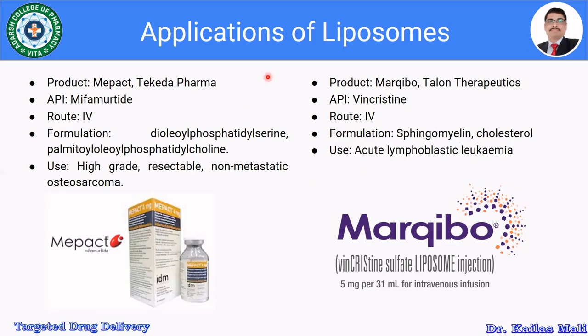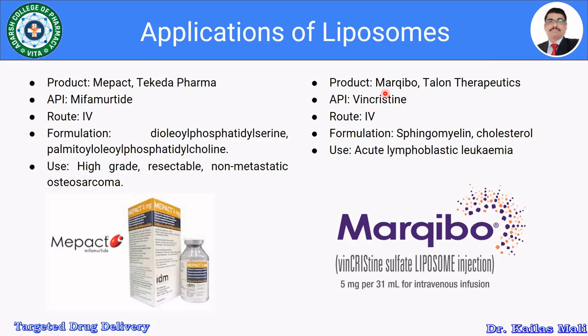Few other products of the liposome which are available in the market, the first one is Mepact, which is developed by Takeda Pharma, which contains the drug mifamurtide. It is given by the intravenous route. The formulation comprises dioleoyl phosphatidylserine, palmitoyl phosphatidylcholine, and it is used for high grade resectable non-metastatic osteosarcoma. So this is a product, Mepact, which is developed by Takeda Pharma.